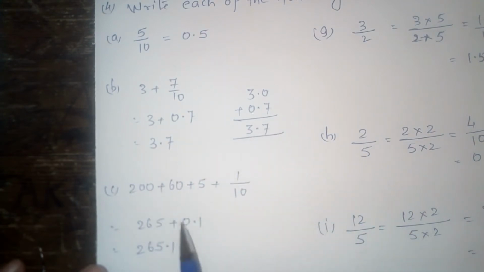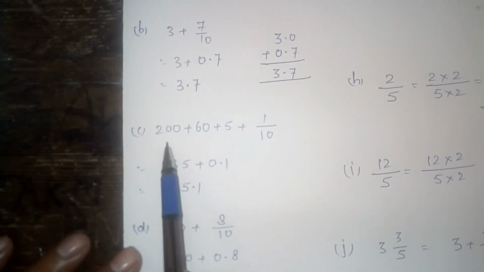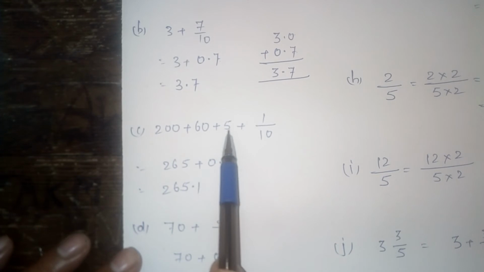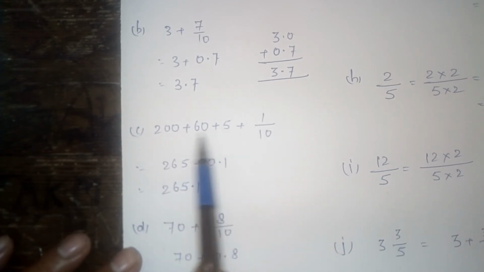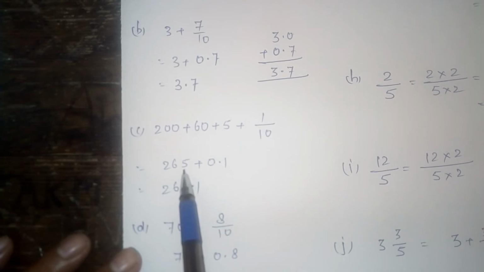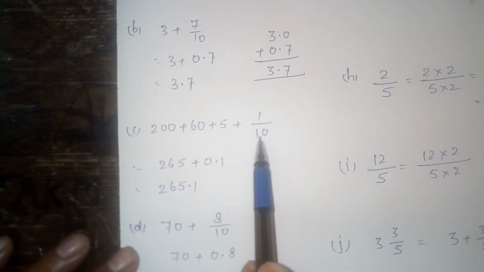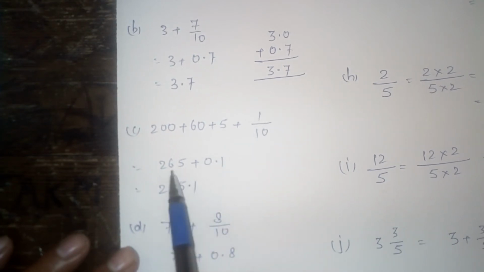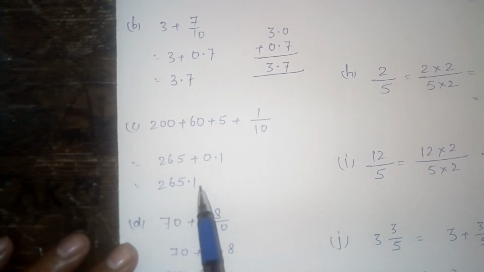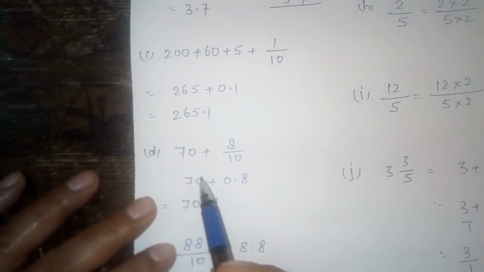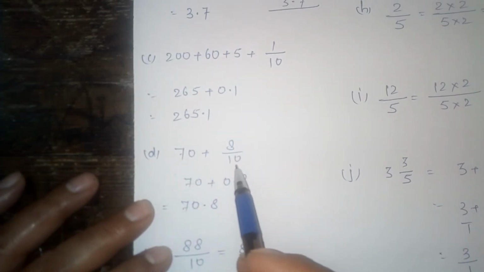Now question number C, 200 plus 60 plus 5 plus 1 upon 10. 200 plus 60 plus 5 will give you 265, and 1 upon 10 means 0.1. After adding you will get 265.1.